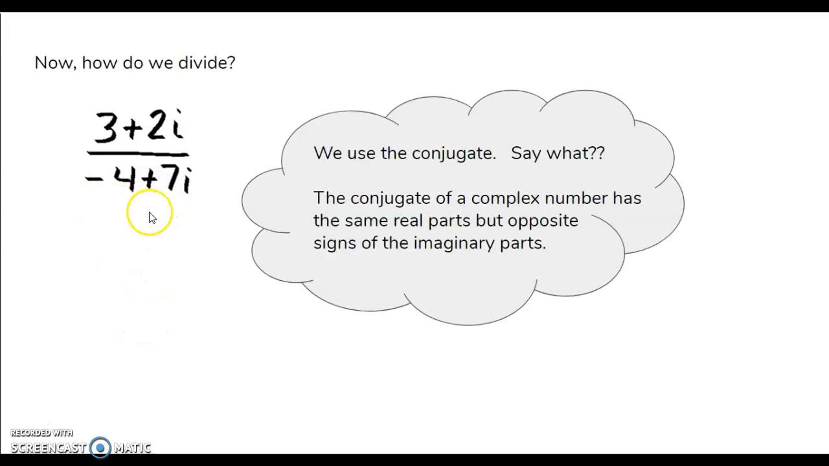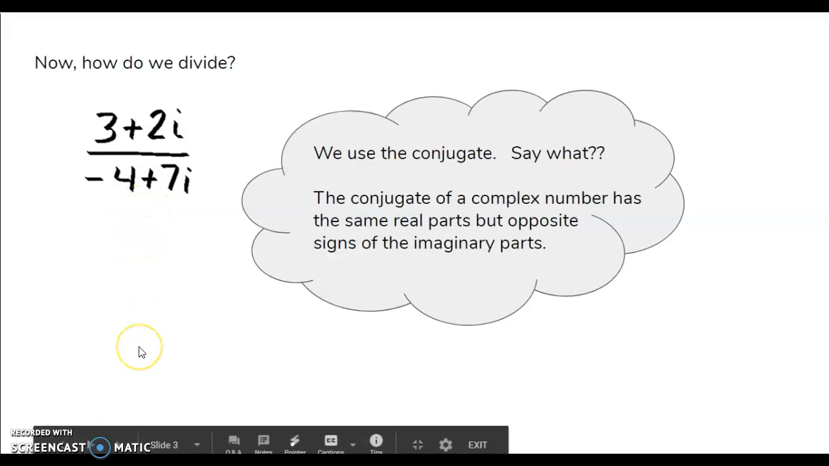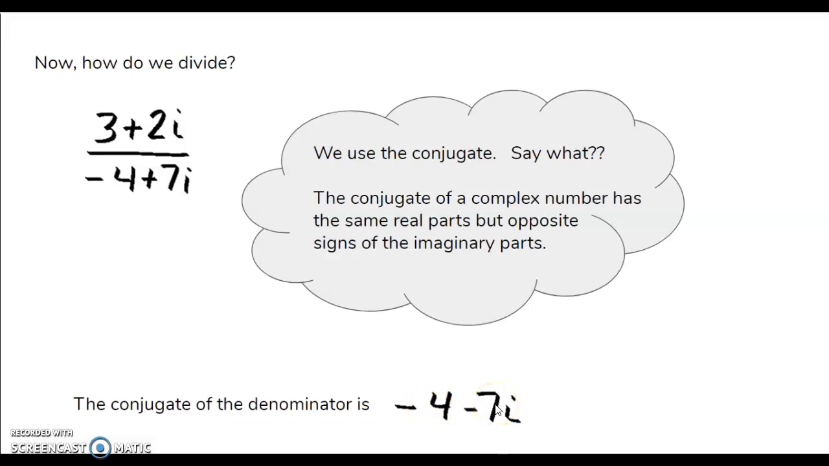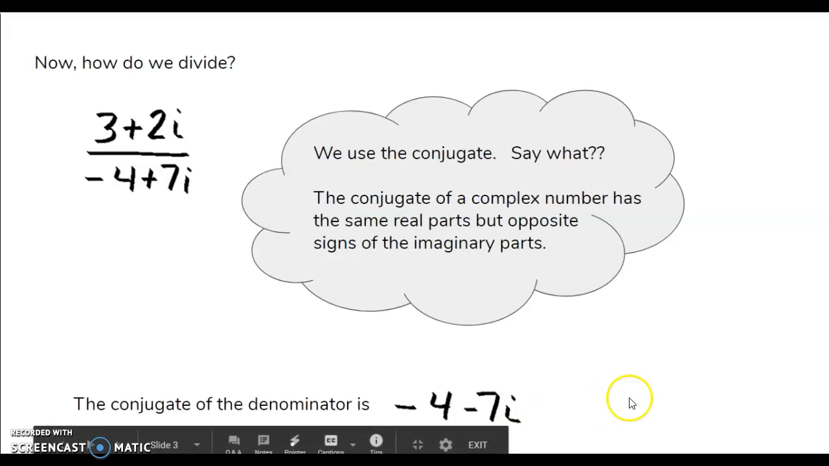So the denominator in our problem is -4 plus 7i. The conjugate of -4 plus 7i is -4 minus 7i. So the real part stayed the same, the imaginary part changed. All right, so what is that going to do for me?